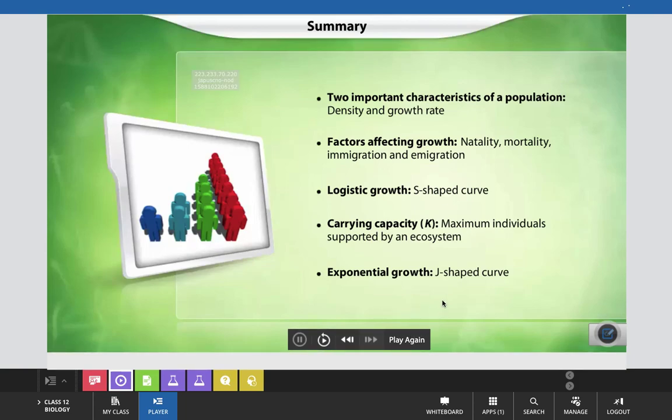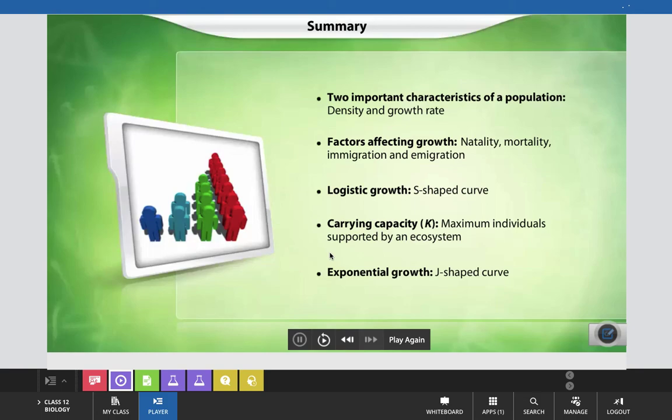I think with this presentation you will be able to understand the different characteristics as well as attributes of population dynamics, and now you will be clear about the different types of growth curves, and you can easily compare and explain them.